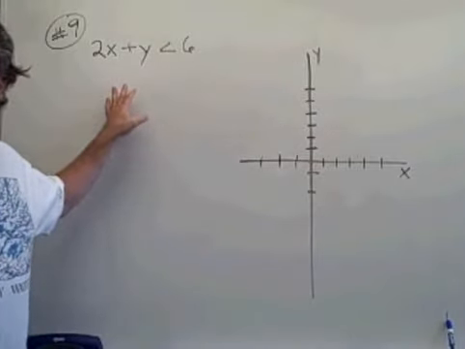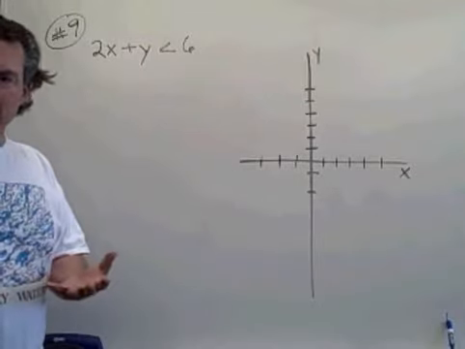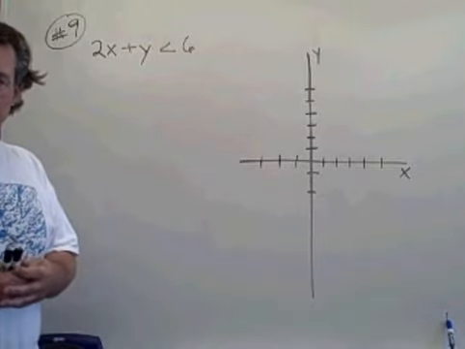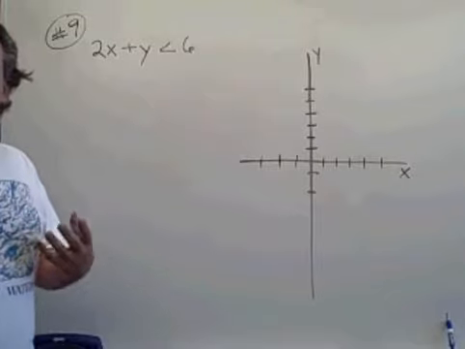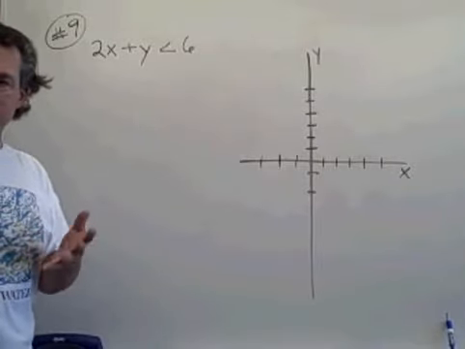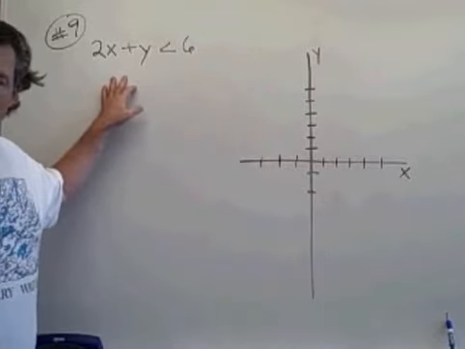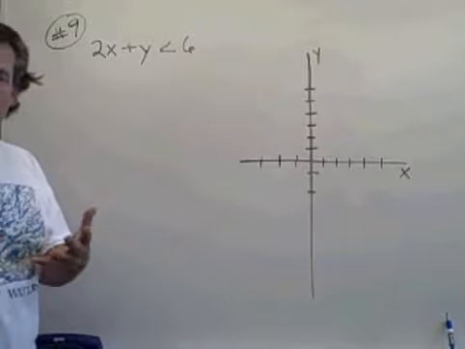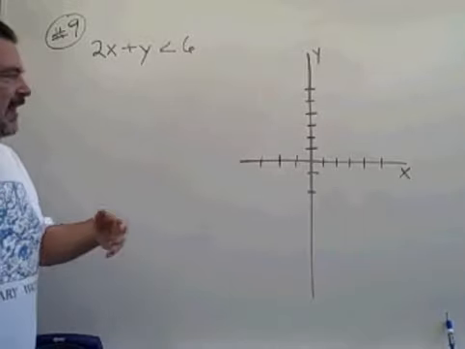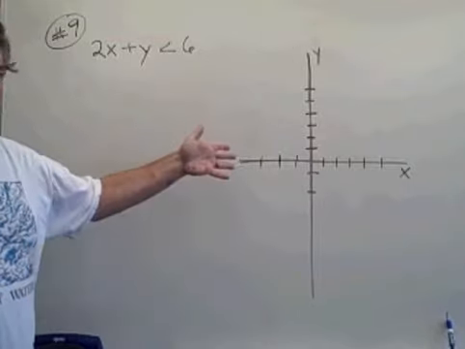Here we have a linear inequality in two variables. We want to express the solutions of that linear inequality in two variables. Well, remember, a linear equation in two variables has an infinite number of solution pairs. And likewise, a linear inequality in two variables has an infinite number of solution pairs. And the way we express those solution sets is with a graph.